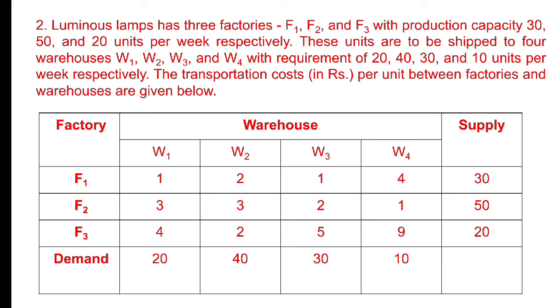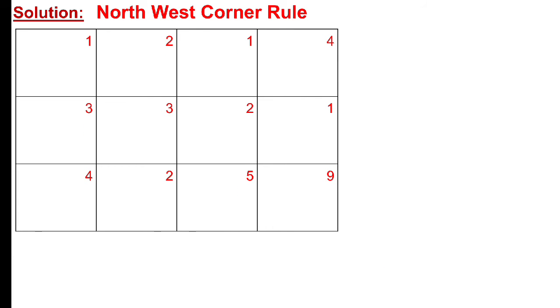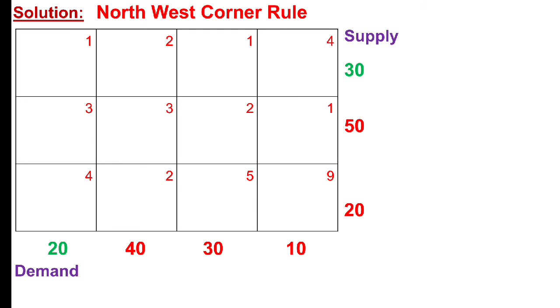The similar procedure, the northwest corner rule, we will apply. The cost of transporting from factory to warehouse is written in this form, and demand and supply are written like this. Northwest corner rule means the topmost left corner value, that is first row first column. The row is 30, the column is 20, which is the minimum? 20 is the minimum, so it is cancelled.